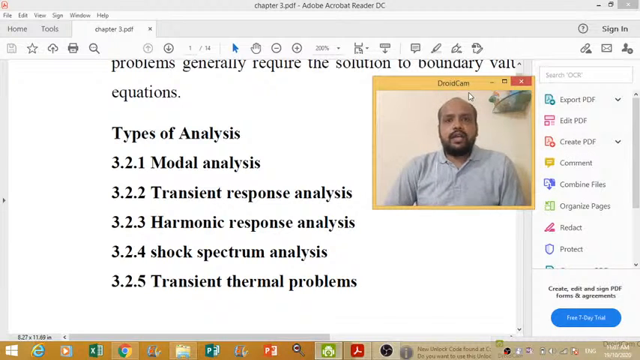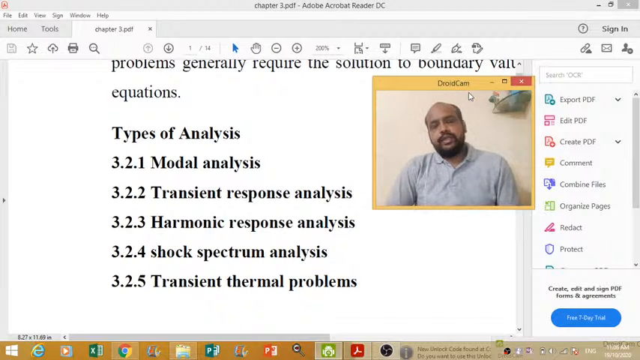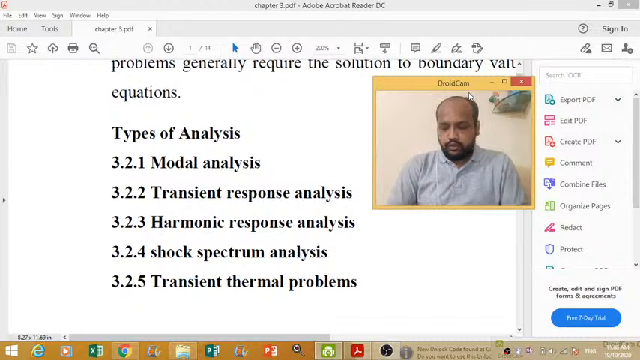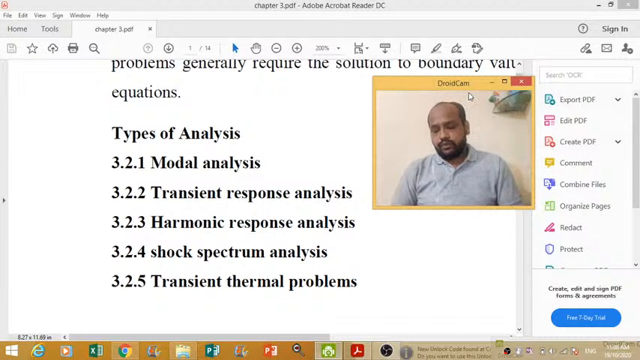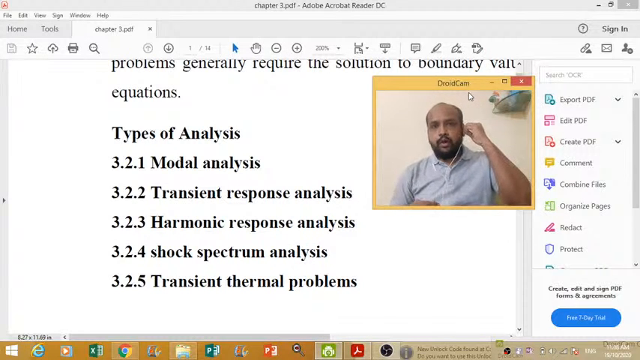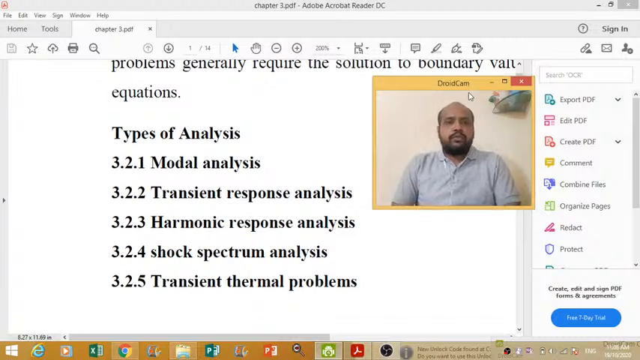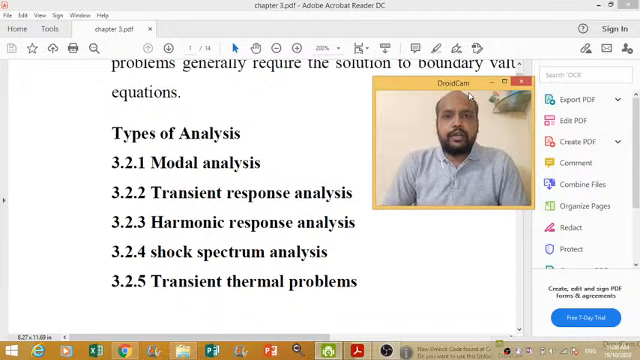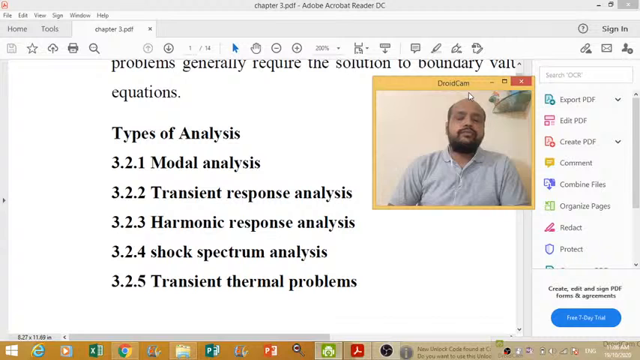Suppose somebody is asking you to do the analysis of a pressure vessel, you should be able to select a proper type of analysis. Suppose somebody is asking you to do the analysis of a spur gear, so you should be able to select a proper type of analysis. So for this purpose, the concept of different types of analysis must be cleared with all of you.